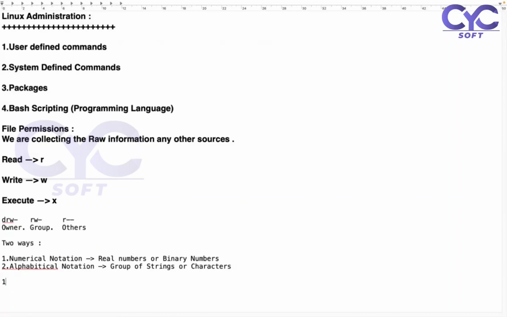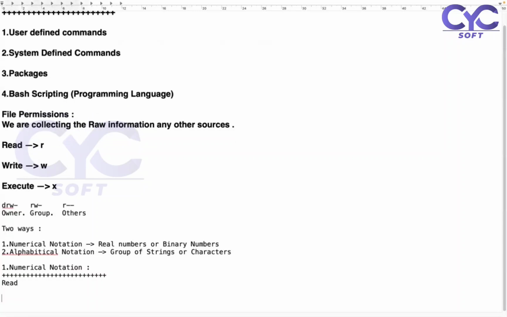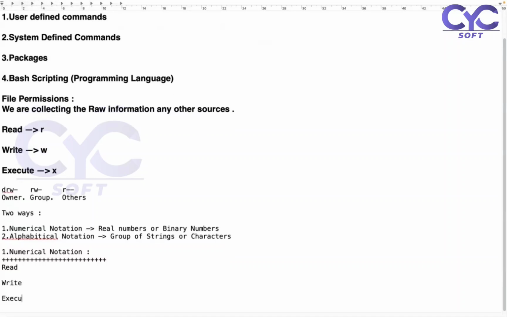Now, first we are going to go with numerical notation. In numerical notation, as I said, we are working with real numbers or binary numbers. So first, I want to define a static rule according to this. We are working with read, we are working with write, we are working with execute. So basically, we have some standard values for the numerical notation.